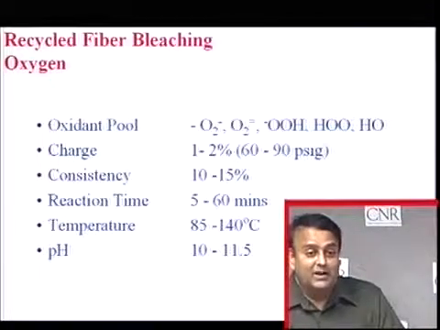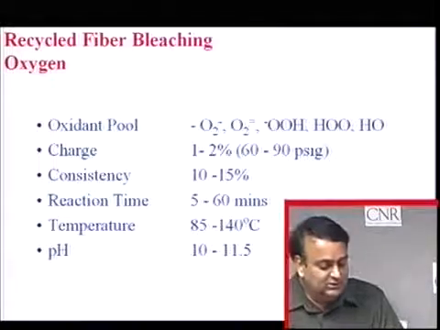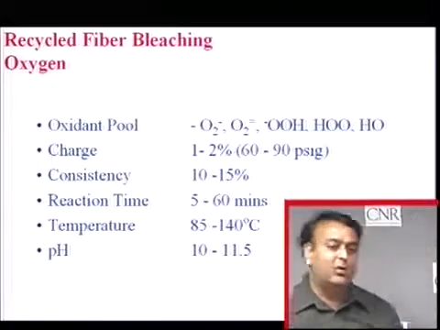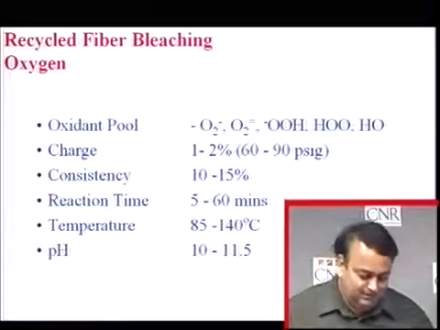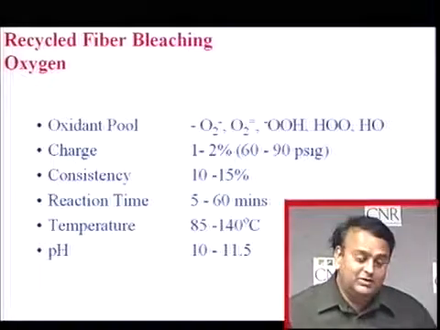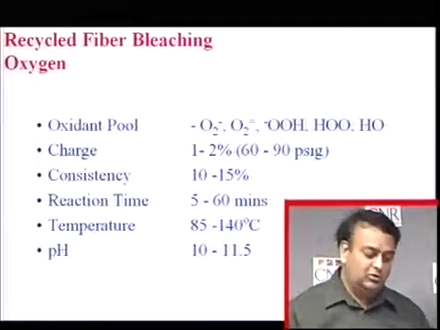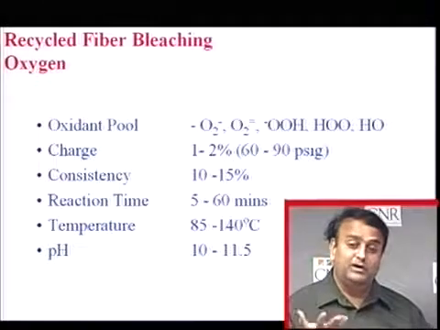Reaction time can vary anywhere from 5 to 60 minutes. The temperature, you need a very high temperature, 85, even up to 140 for oxygen to work. Initial pH, you need 10 to 11. Therefore, you need caustic to go with the oxygen to raise the pH of your pulp.